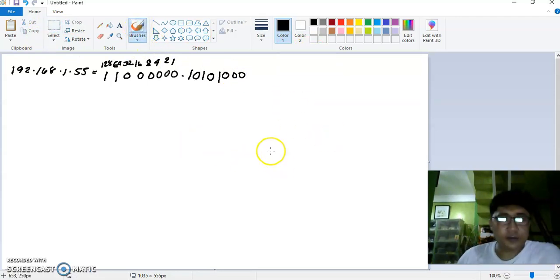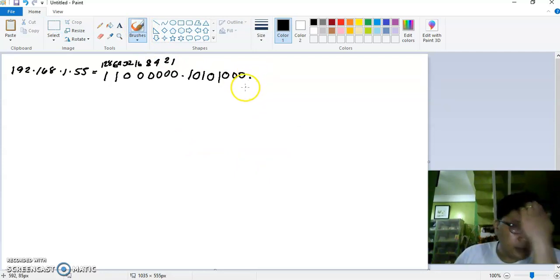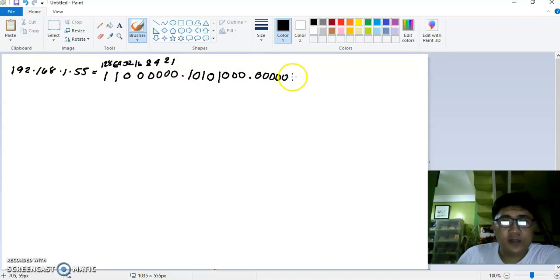Okay, next. Now we will get 1. Obviously, we will not use the higher numbers for this value, so we will not use this. We have 1, 2, 3, 4, 5, 6, 7, so we'll use the 1. Okay, that is 55. So how will we get 55?